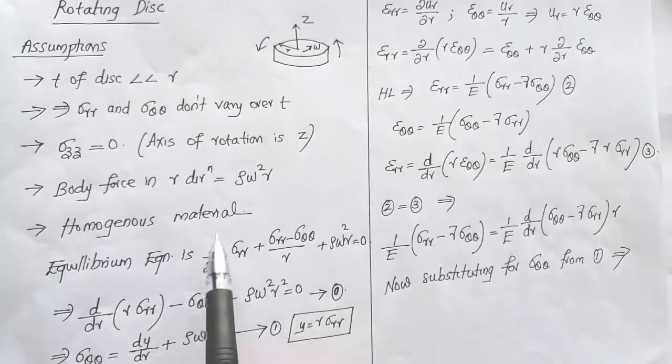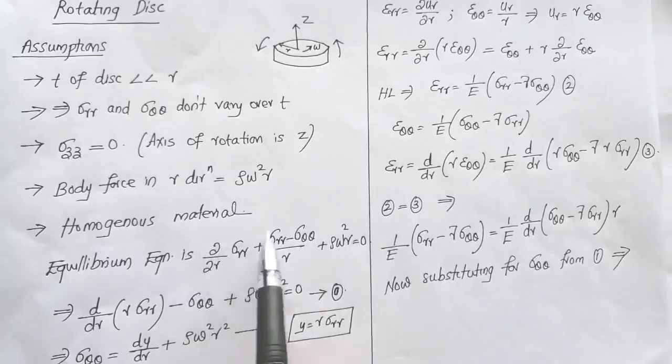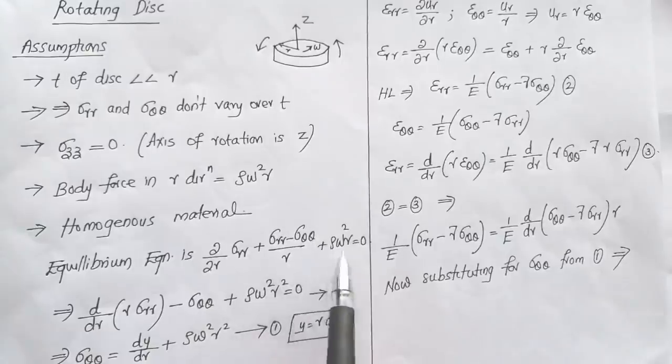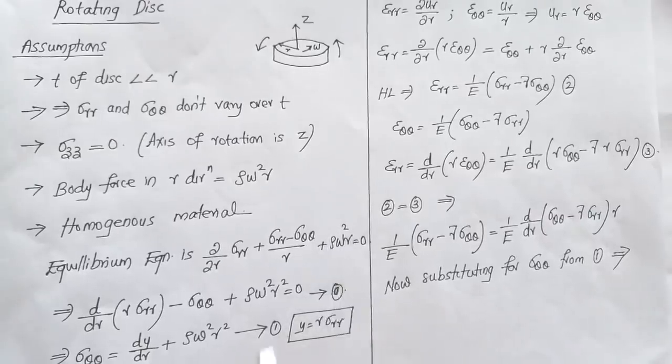Remember, for Lami's equation or for thick cylinder problems, we had equations only up to this equal to 0. The body forces we had taken 0 for Lami's problem, but here we are considering the body forces rho omega square r. So, the rest of the procedure is very similar to the thick cylinder problem. If you have learned it properly, this is very easy to understand.